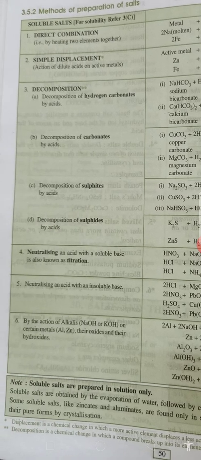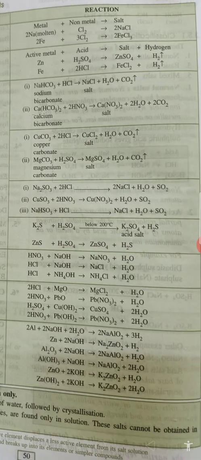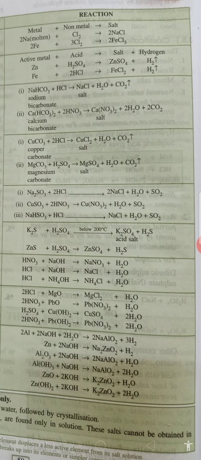Now children, the next reaction is the neutralization reaction. As we all know, in a neutralization reaction, an acid reacts with a base to give you salt and water. And with a soluble base, we say, children, nitric acid reacts with NaOH to give you sodium nitrate, a salt, and water. Hydrochloric acid reacts with sodium hydroxide to give you a salt NaCl plus water.